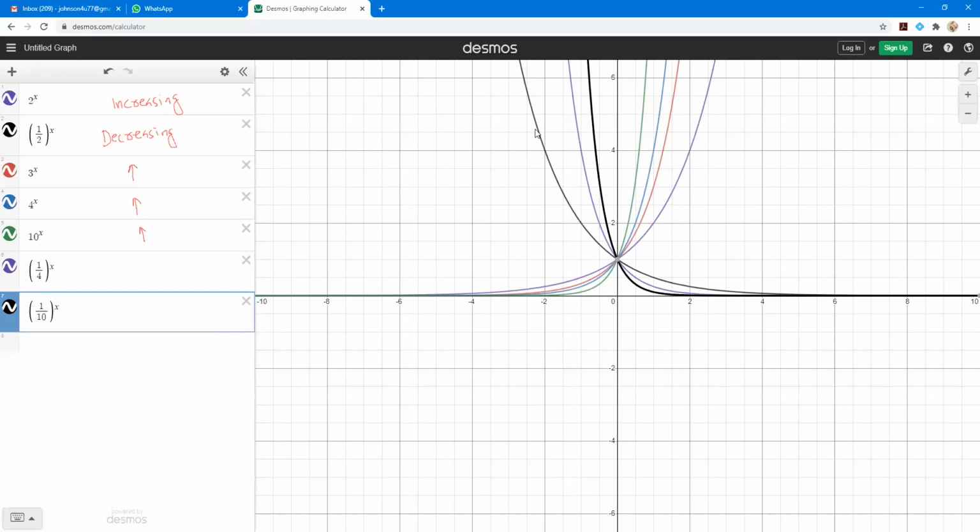See, this is the graph of 1 by 2 to the power x. This is the graph of 1 by 4 to the power x. This is the graph of 1 by 10 to the power x. In all the cases, you can see the function is decreasing. That means when you're moving from left to right, you can see that it is coming down. In other cases, 2 to the power x, 3 to the power x, 4 to the power x, 10 to the power x, you can see that it is increasing. When you're moving from left to right, it's going up.